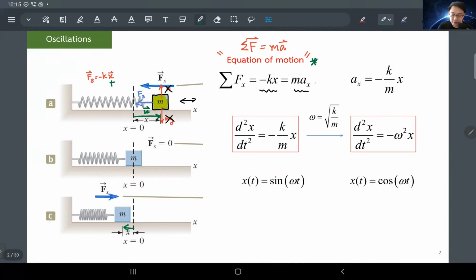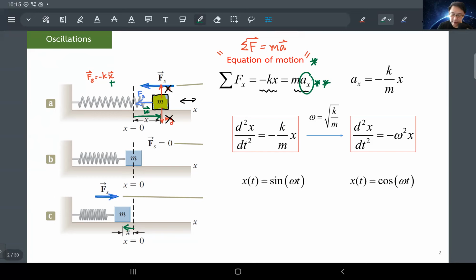And from that, this is what you get. You are almost done. But the thing is, everyone knows that the acceleration is just the second derivative of the displacement.